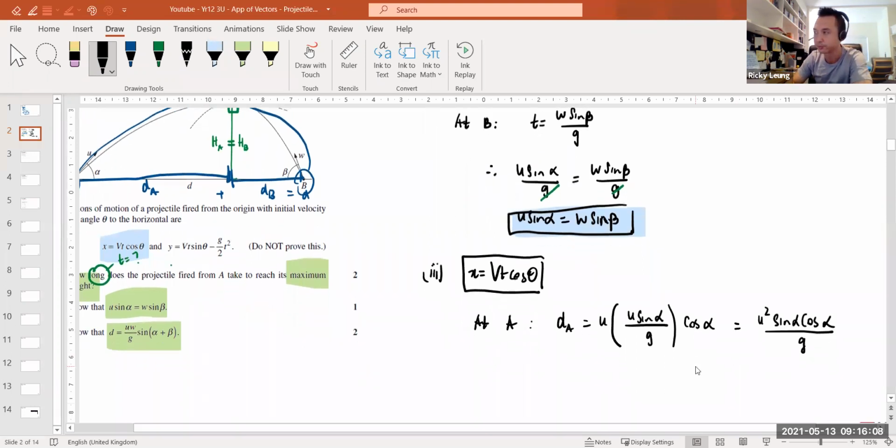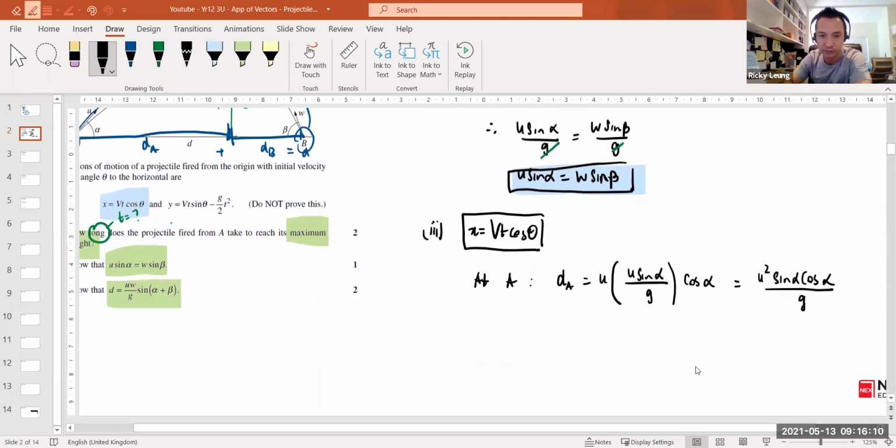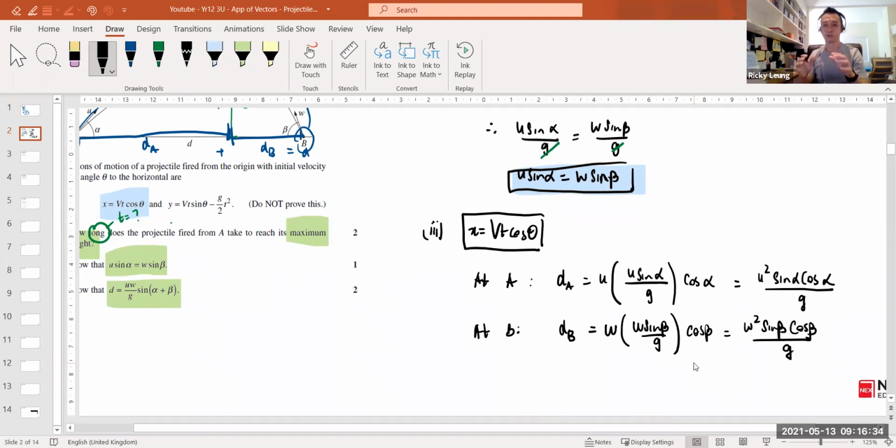Let's see where it takes me, right? Similarly, at B, I should get exactly the same thing, going backwards. But let's talk distance for now, displacement, and then I'll add it. So it'll be W sine beta on G, cos beta. In this case, it'll be W squared sine beta cos beta on G. So far, nothing too fancy there with what I've done.